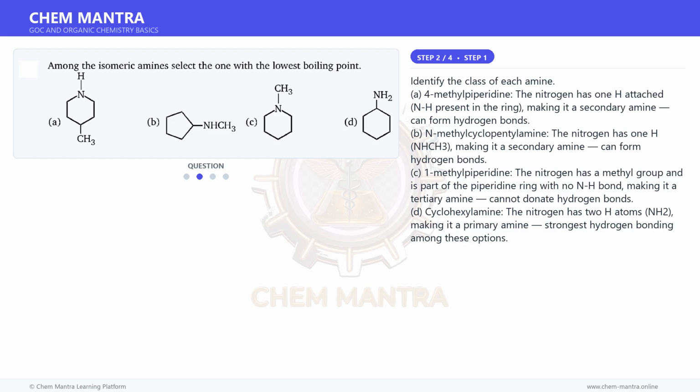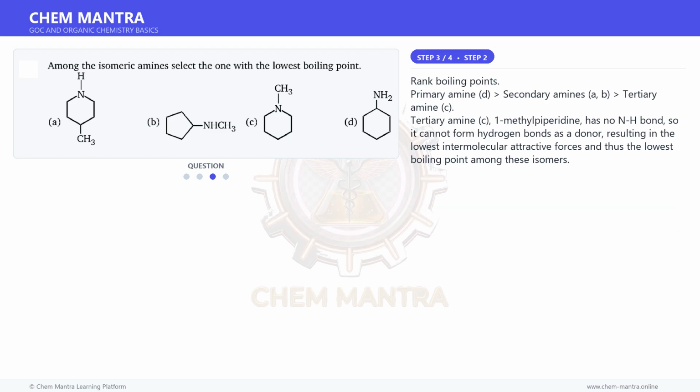C. 1-methylpiperidine, the nitrogen has a methyl group and is part of the piperidine ring with no NH bond, making it a tertiary amine, cannot donate hydrogen bonds. D. Cyclohexylamine, the nitrogen has two H atoms, NH2, making it a primary amine, strongest hydrogen bonding among these options.